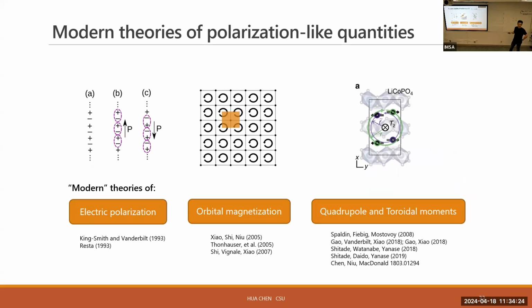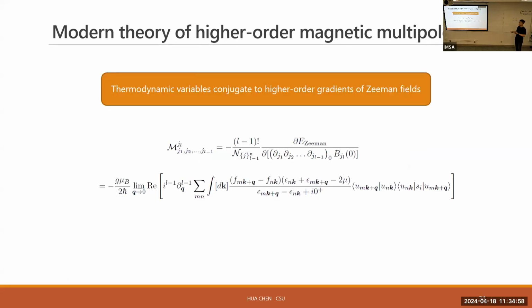Yeah, the modern theories of polarization-like quantities are basically different ways to encode the information at the boundary into the Bloch wave functions in the bulk. That translates to, in some work, you can define these polarization-like quantities by the response of the free energy density to different order gradients of the conjugate fields. So using this point of view, you can define higher order spin-like magnetic multipole moments in general as a response of your Zeeman energy density to higher order gradients of the Zeeman field. And this is a general formula that looks like a linear response, which is indeed a linear response.